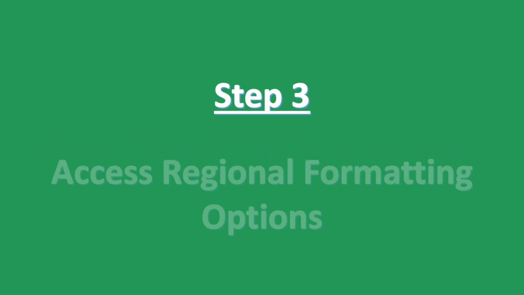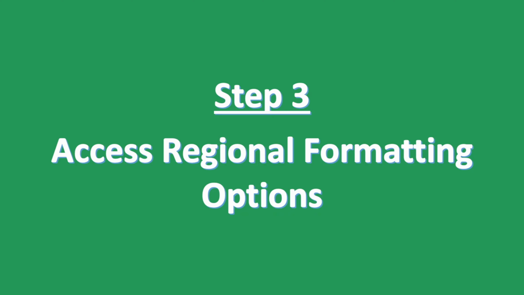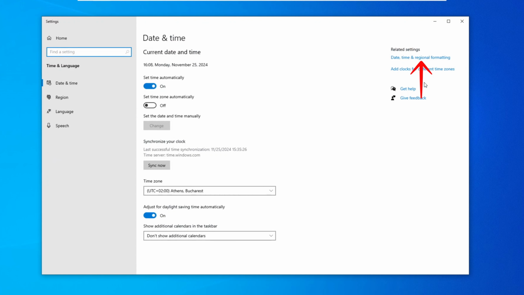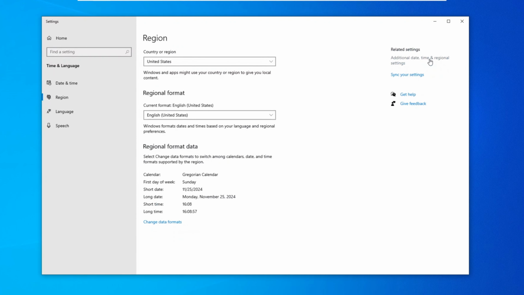Step 3. Access regional formatting options. On the Date and Time Settings page, go to Date, Time, and Regional Formatting. In the new window, scroll down to the bottom and click Change Data Formats under the Regional Format Data section.